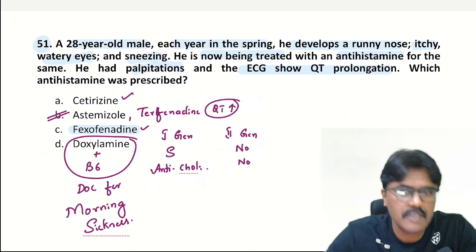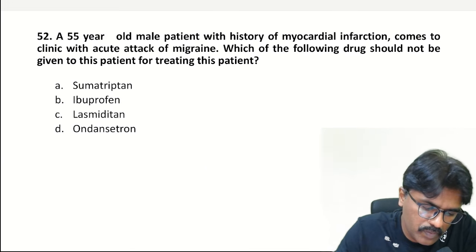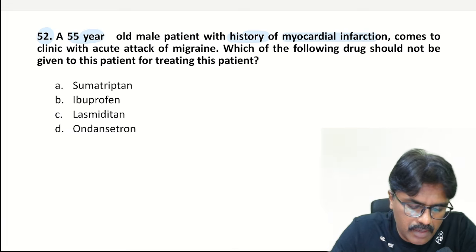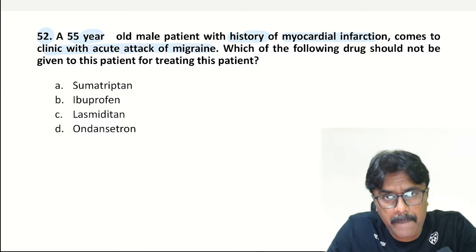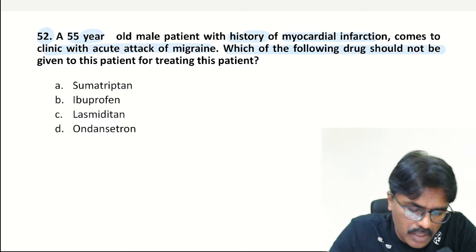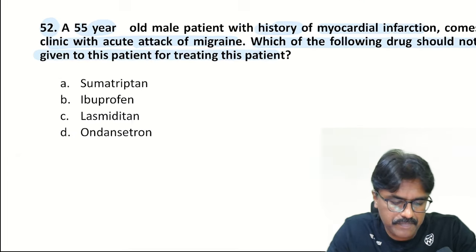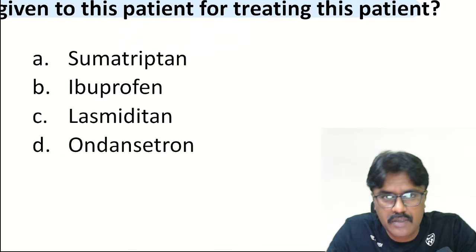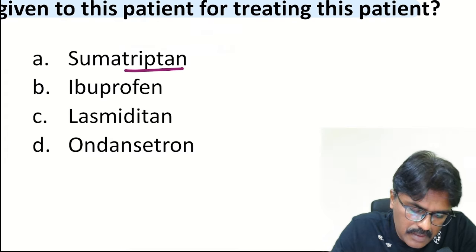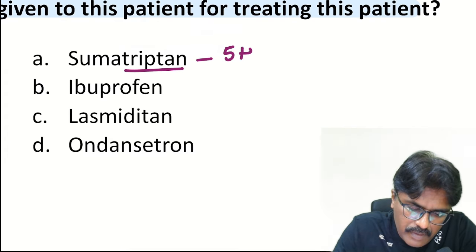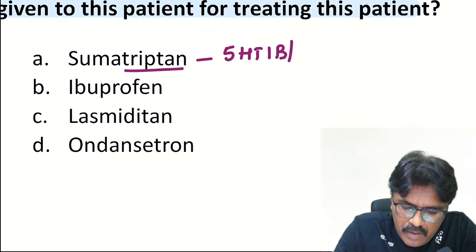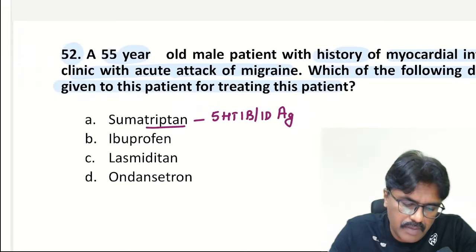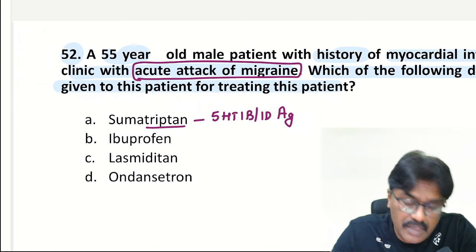Okay, yes, let's move. Question number 52. A 55-year-old male patient, history of MI, comes to the clinic with an attack of migraine. Which of the following drugs should not be given to this patient for treating? Sumatriptan, ibuprofen, lasmiditan, ondansetron. Triptans are 5-HT 1B, 1D agonists. And a patient is coming with an acute attack of migraine, and you know that they are the drug of choice.